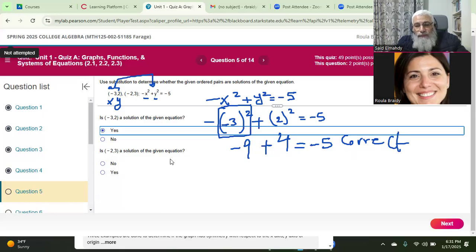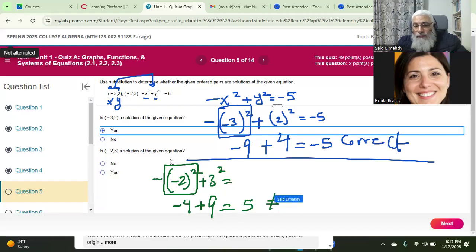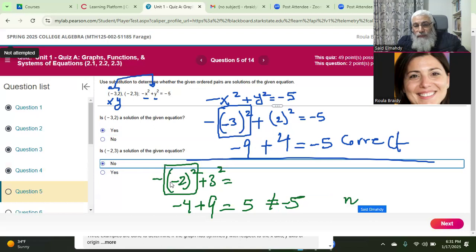Now the second one, the same thing. So if x is -2, we have minus -2 squared plus 3 squared. First minus 4, this is -4, plus 9. So it is equal to 5. 5 is not equal to -5. So it is not a solution.